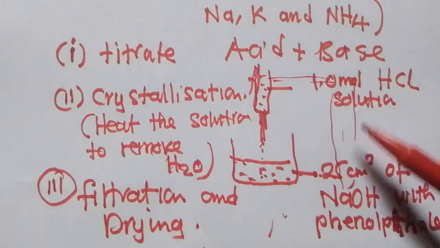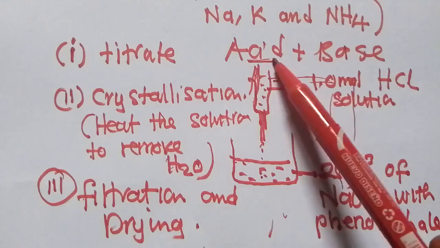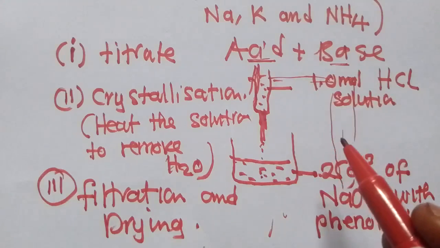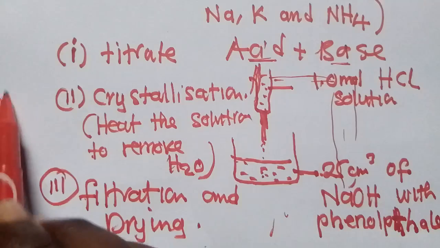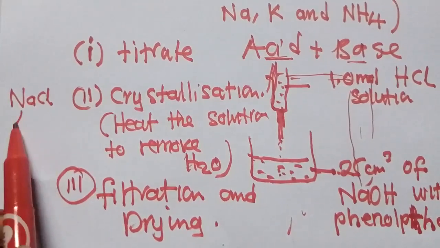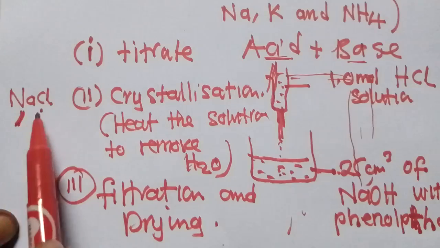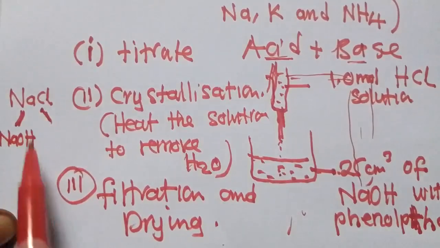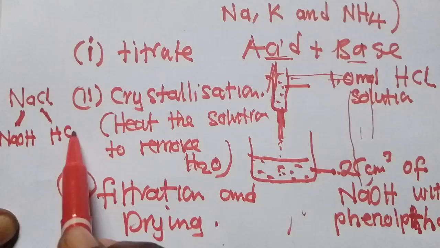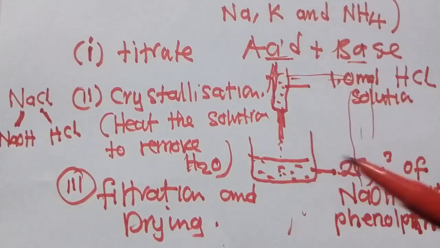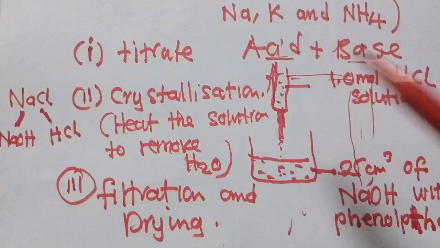You titrate what you're given, an acid and a base. I told you how to form the acid and base depending on the salt which you are given. So if you are given to prepare sodium chloride, which base are you going to use? Which acid are you going to use? You are going to use sodium hydroxide, then an acid. You explain all these processes that I've explained here. You understand this concept clearly, then you tell them.